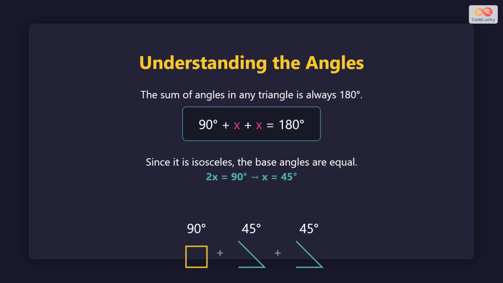Now, let's look at the angles. We know that the sum of all angles in any triangle must equal 180 degrees. Since we already have a 90-degree angle, that leaves 90 degrees to be split between the other two angles. Because the triangle is isosceles, those two base angles must be equal. Therefore, each one is exactly 45 degrees.